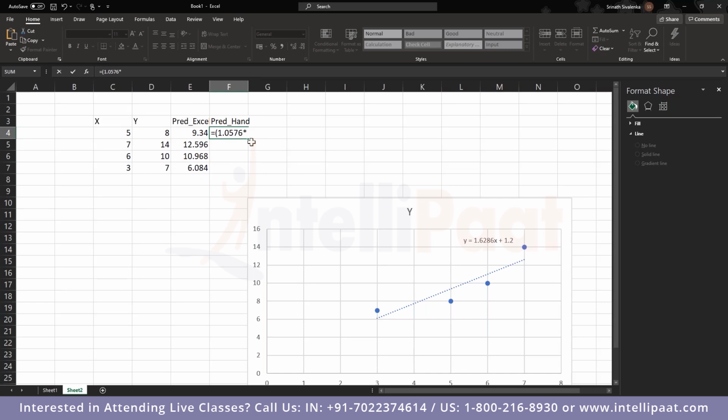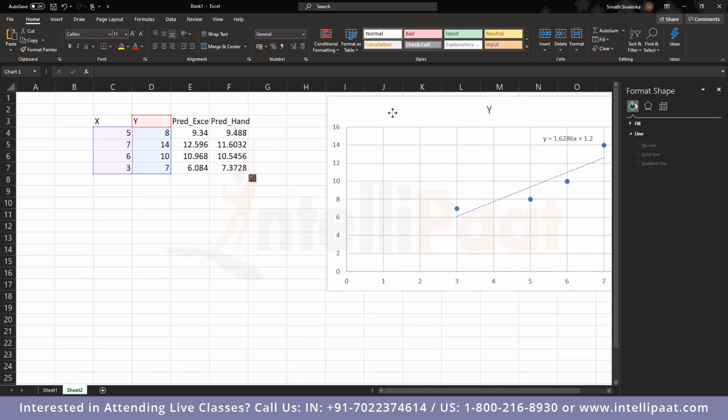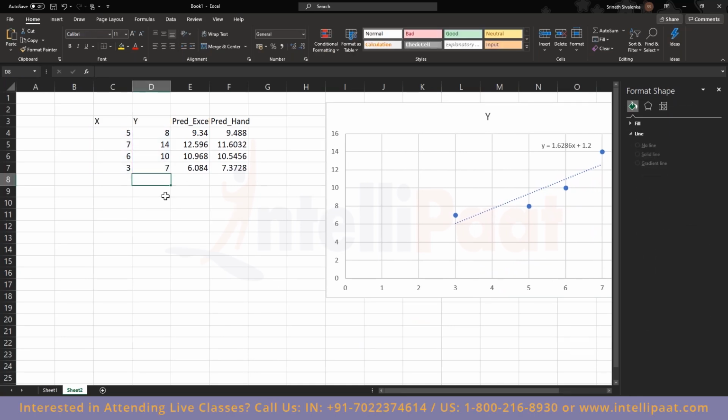1.057 multiplied by x plus 4.2. And yeah, look at this. I think both almost have very, very similar predictions. Let's actually try and compute mean squared error.